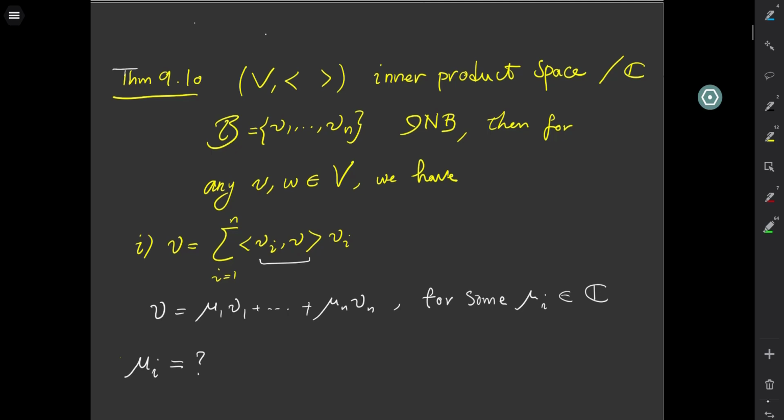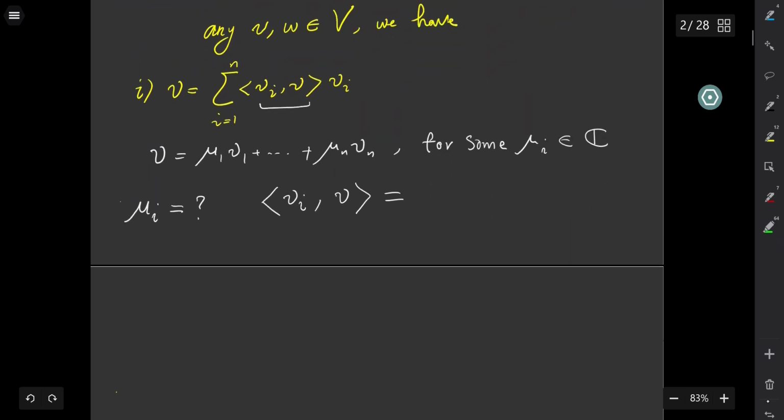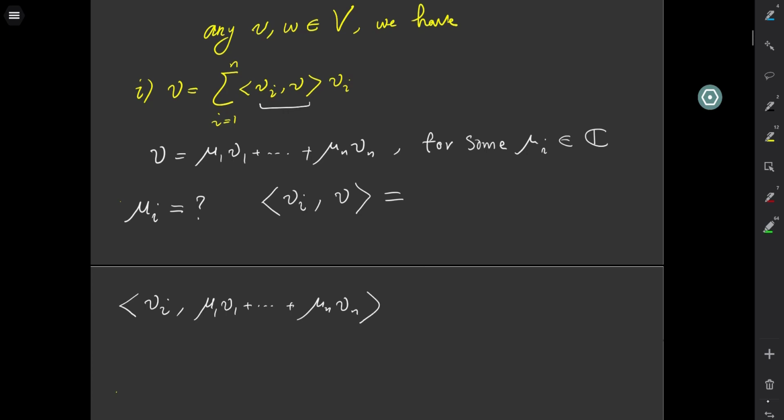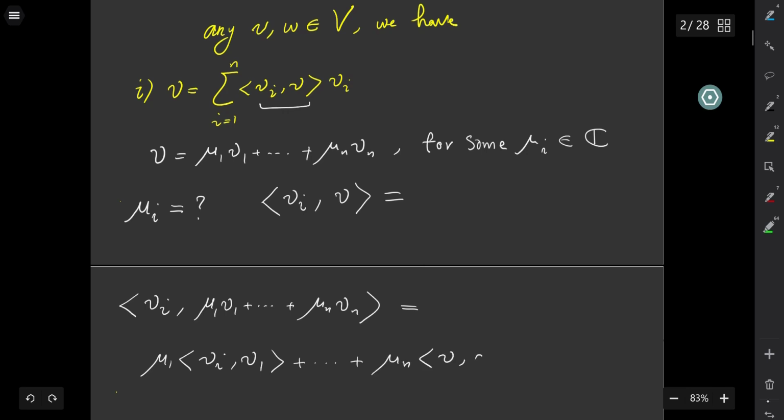Let's just write this. If we take the inner product of vi and v, what do we get? Let's write the expression vi and mu1 v1, etc., mu n vn. Instead of v, I just replaced this term. This would be equal to what? Because the inner product is linear with respect to the second component, we can just expand this and write it as mu1 times the inner product of vi and v1, plus dots, plus mu n times the inner product of vi and vn.